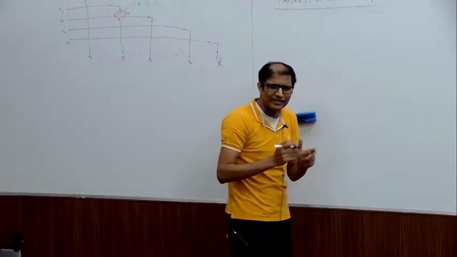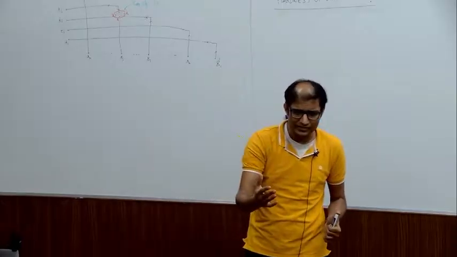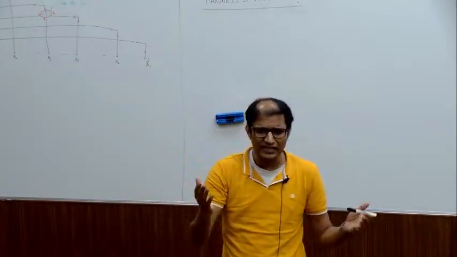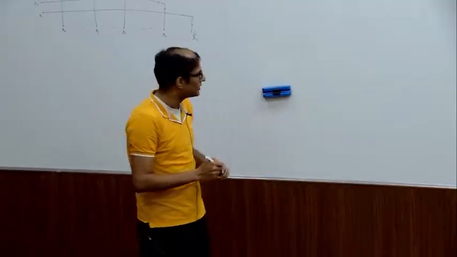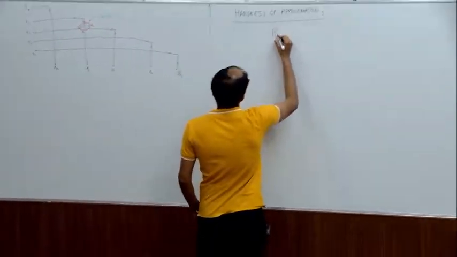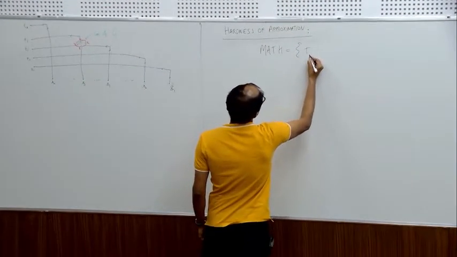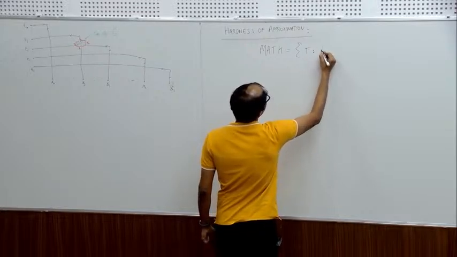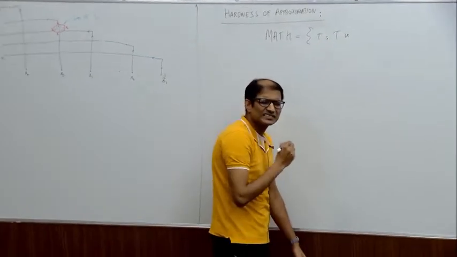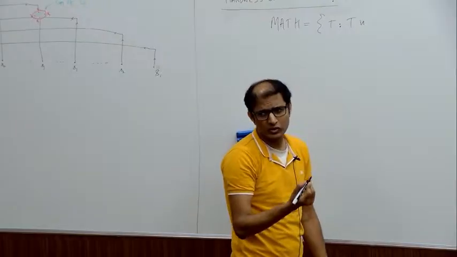The class NP contains languages, right? 3SAT is a language, Max Clique is a language. All these problems are languages, all right? So I'm going to consider a language. This language is called math. It's the collection of all those theorems. So T is a theorem. Actually, I should say it's a theorem statement. It might not be true. It could be a false statement.